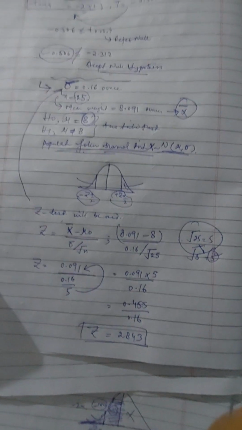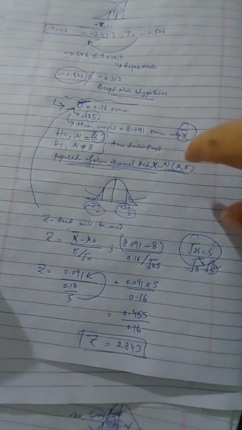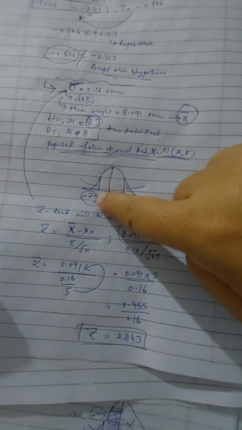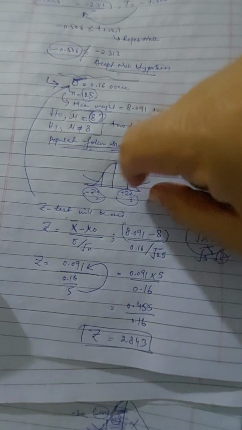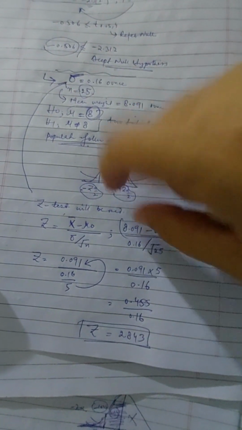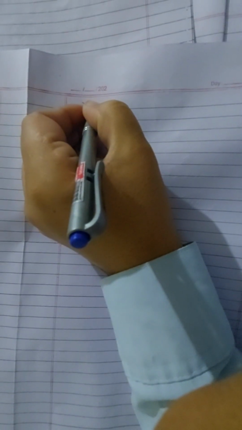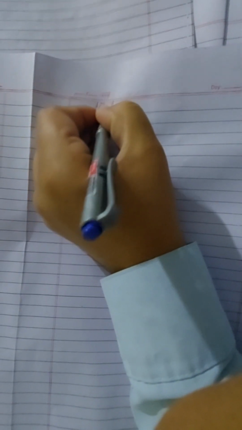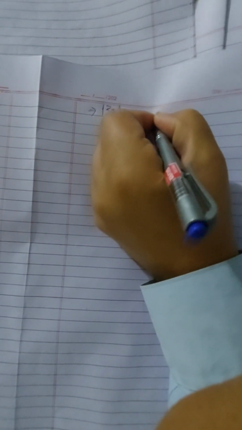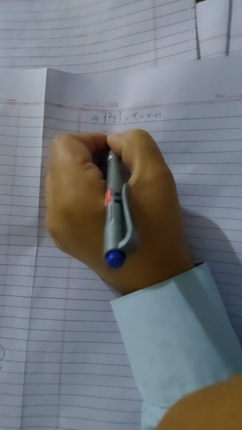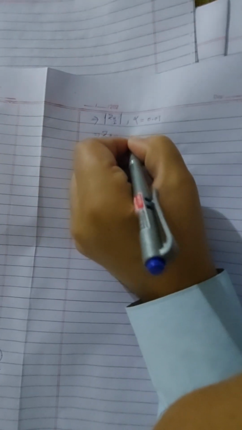Now on the other hand, we need the absolute value of Z alpha by 2, because it is concerning both sides. So the absolute value of Z alpha by 2 will work out here. Now we need to find the value of the absolute value of Z alpha by 2. The alpha level of significance is 0.01. So Z alpha by 2 is, alpha is 0.01 divided by 2, which is equal to 0.005.